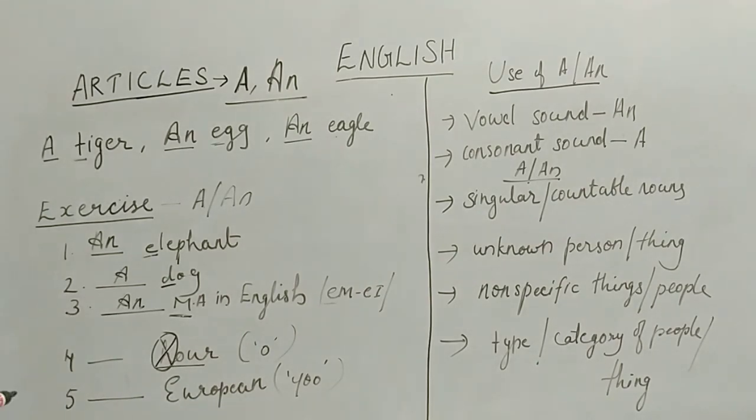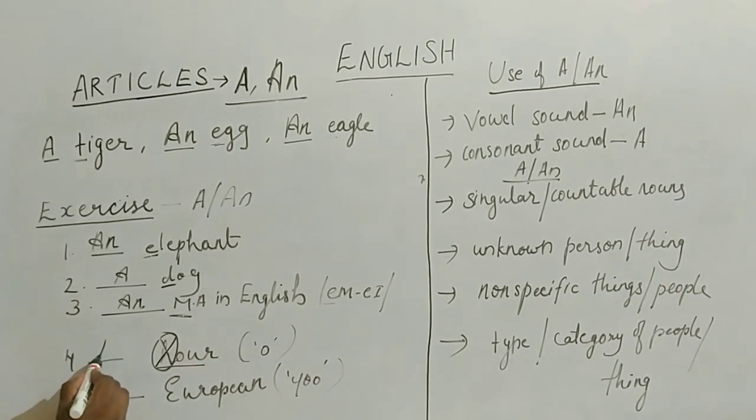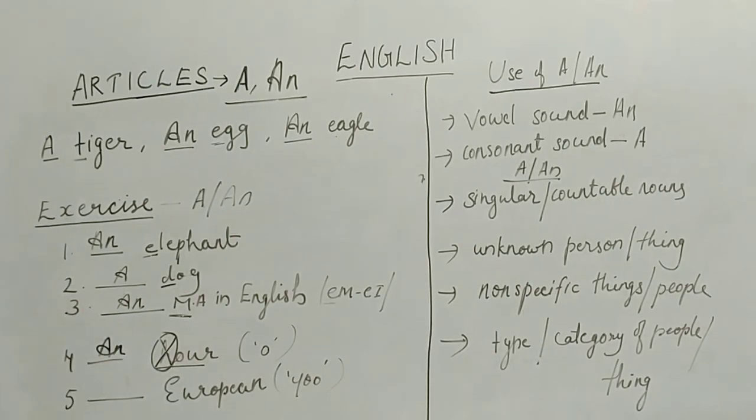Okay. So here, the vowel sound is coming first. So here what do we have to write? An. Clear? See, in the third example, actually it is a consonant letter, but while pronouncing, a vowel sound is coming, so we have used here an. In the same way, actually H is silent, we are pronouncing it like a vowel sound, so we have to write here an.